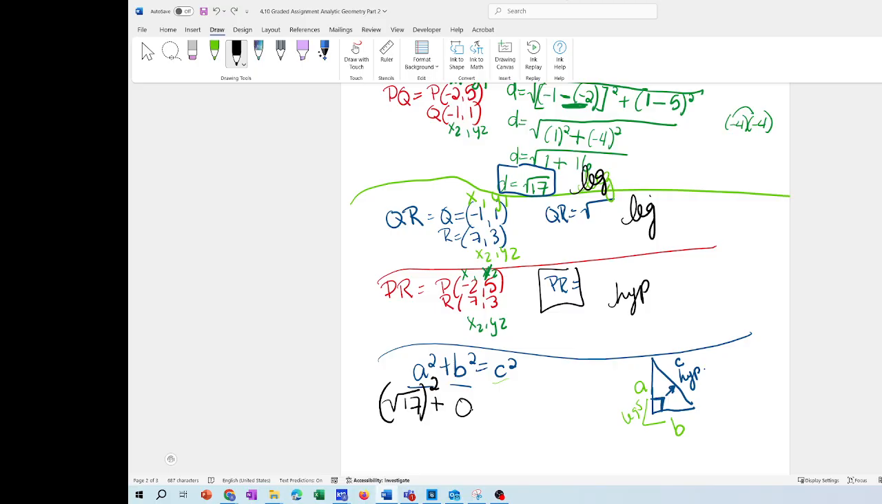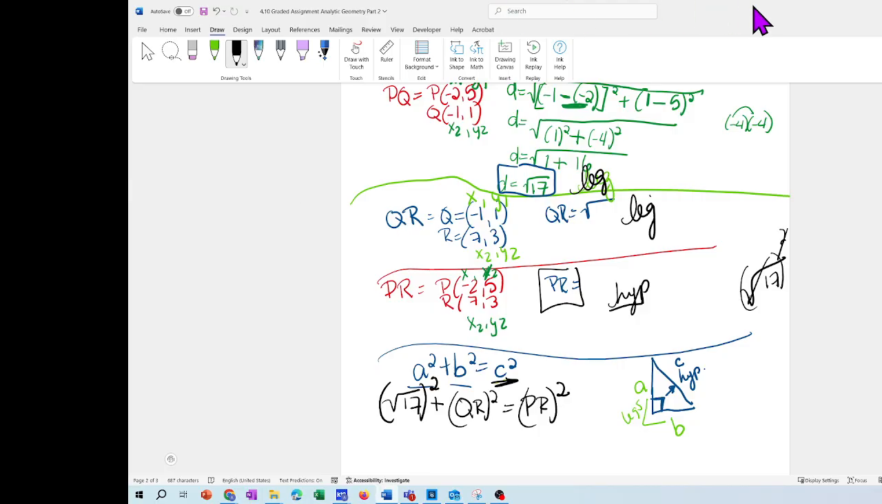It's going to be QR, that distance squared, equals PR squared, okay? Make sure C should be PR. Why? Because it's a hypotenuse. And you're going to square it. For example, square root of 17 squared, they cancel out. Because whenever you have a square root in a square, they cancel out and you just have 17.